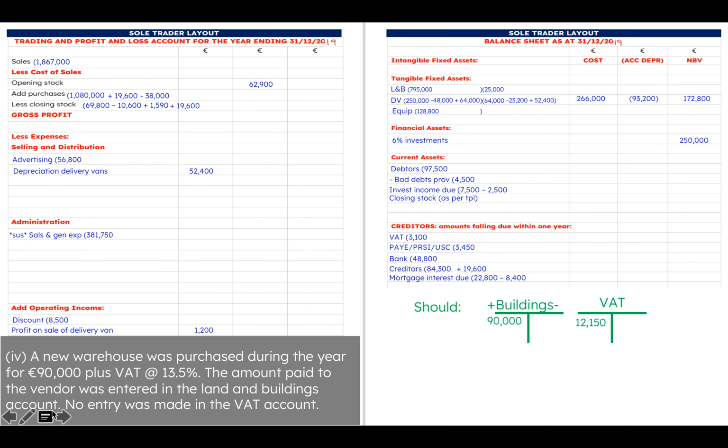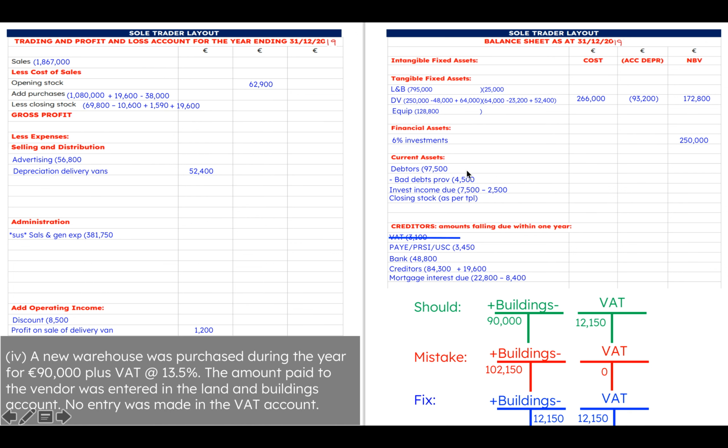But the amount paid to the vendor, whoever was selling it, was entered in the land and buildings account. So 102,150 was entered into the buildings, and nothing went into the VAT whatsoever. So to fix that, we need to take 12,150 out of the buildings, so we'll credit that in the buildings account, and then the VAT, we need to enter on the debit side.